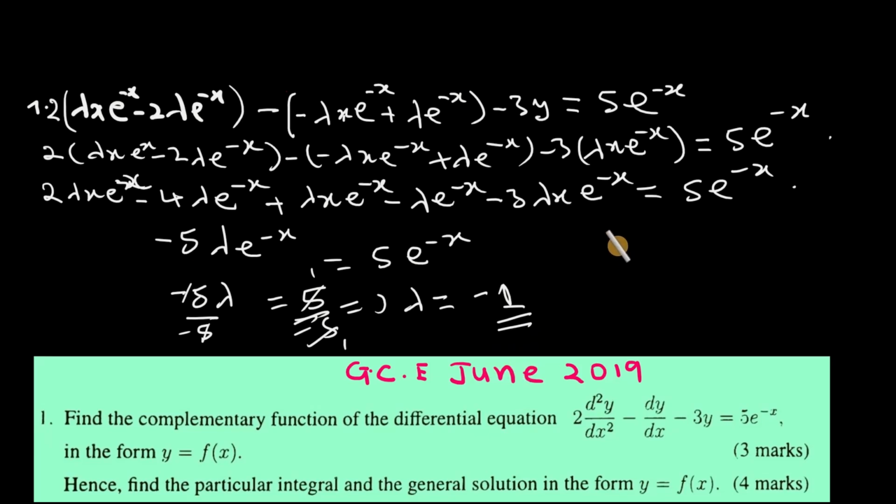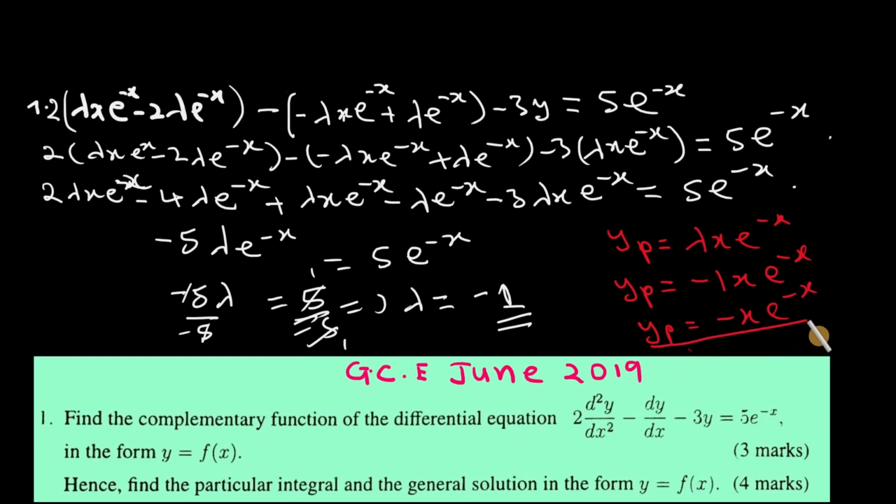You know, our particular integral was in the form yp equals lambda x e to the negative x. So now in the place of lambda I'll put minus 1. So yp now will be equal to negative 1 x e to the minus x, which is the same as yp is negative x e to the negative x. And this is our particular integral.